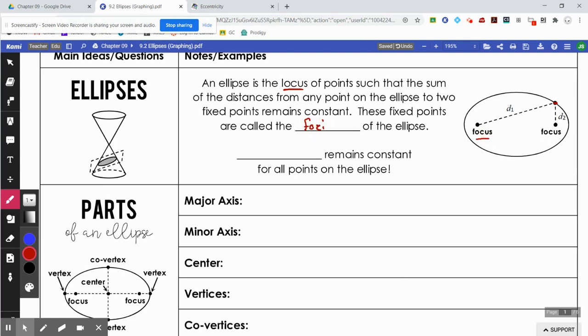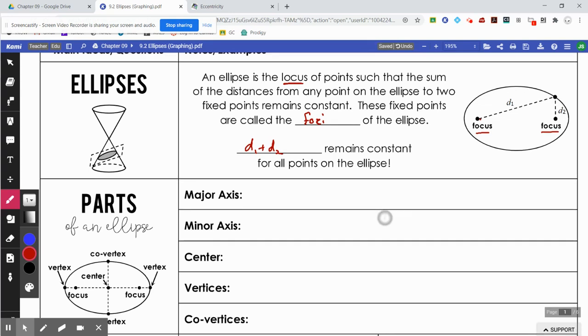We have a focus here and a focus here. So the two foci, those two distances, D1 and D2, if you were to add them together, no matter where you are on the ellipse, the sum will always be the same for D1 and D2. So D1 plus D2 remains constant for all points. That's the locus of points where those sums are all the same.